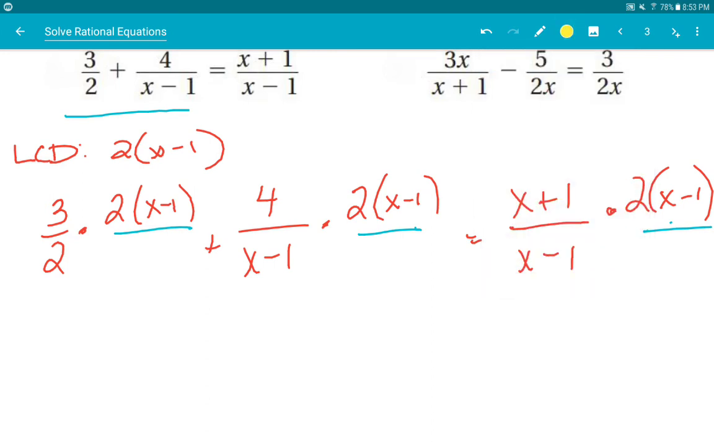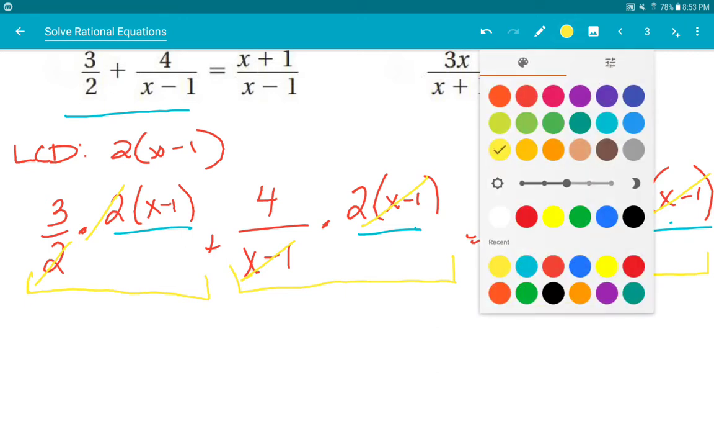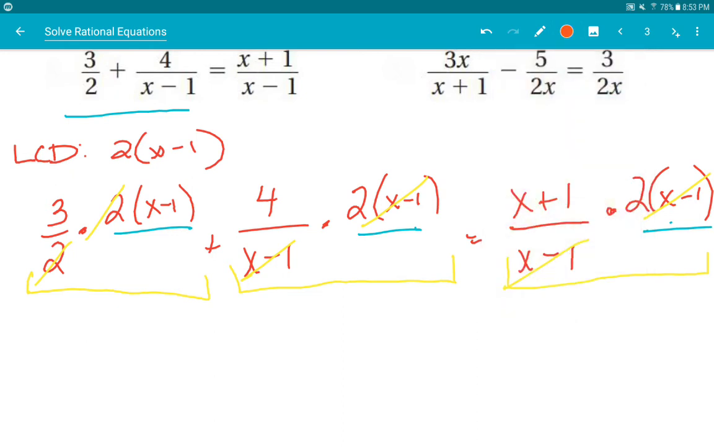You're actually going to have a lot of cancellation here. Okay, what's going to cancel in this first fraction? The 2's. What's going to cancel in this second fraction? We have the x minus 1's. What's going to cancel in this last fraction? The x minus 1's. So now notice, because we multiplied by the LCD, every single denominator just got eliminated. So that's something good for us. So now we no longer have those complex denominators.